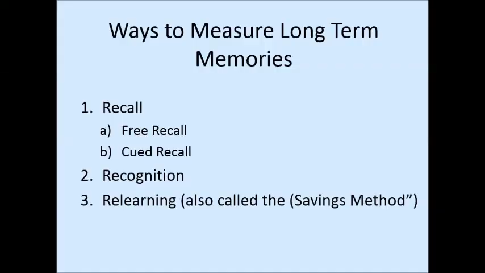So let's take a look now at the three methods that psychologists use to measure whether something is in long-term memory. As you can see, the three ways of measuring long-term memory include the recall method. There's two subtypes, free recall and cued recall. There's the recognition method, and then there's also the relearning method, which also goes by the name the savings method. Let's take a look at each of them now in turn.